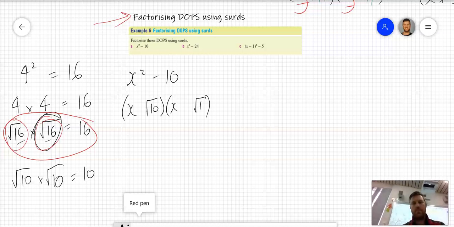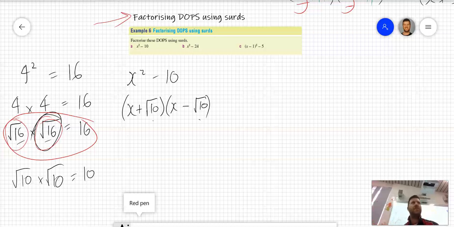Okay, simple as that. And then still the same, plus and minus in between. Does that make sense, Ron? All right. The second example is the same, but there's an extra step because I can't simplify that surd.